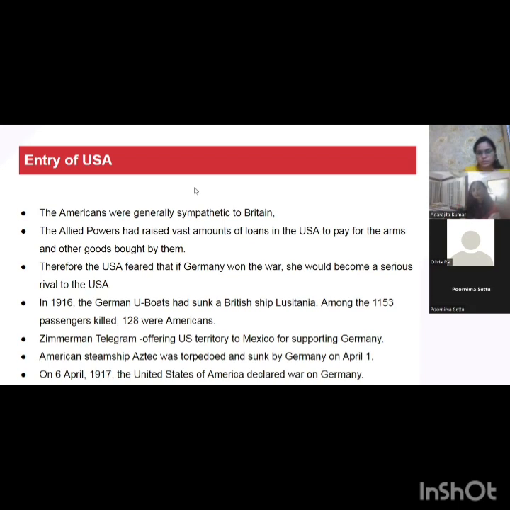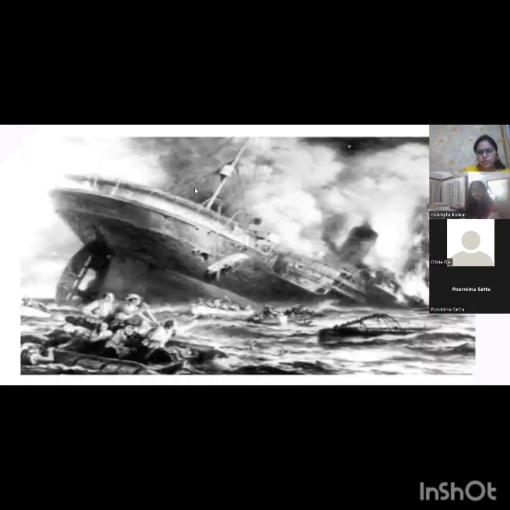Clear with this? Any issues? All right, fine. So this is our ship Lusitania.